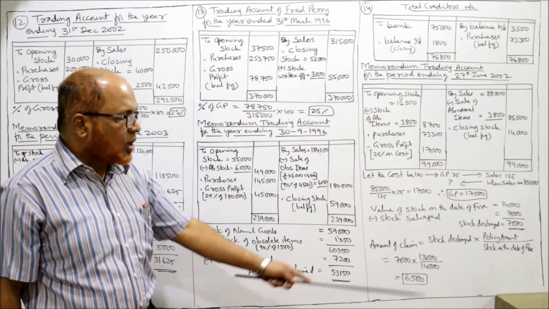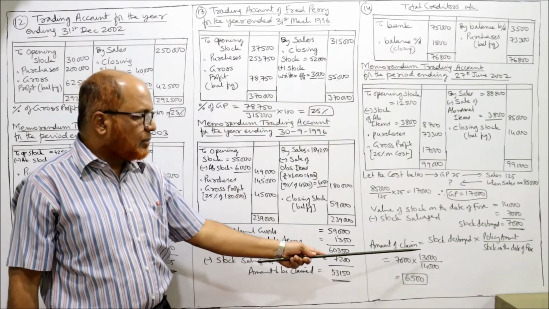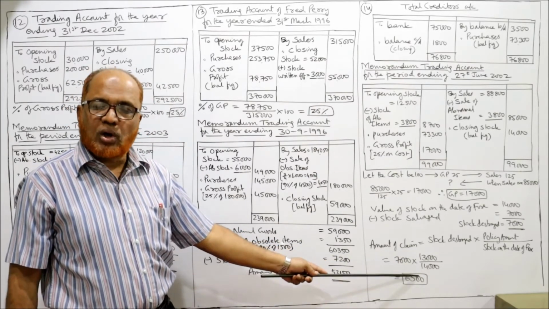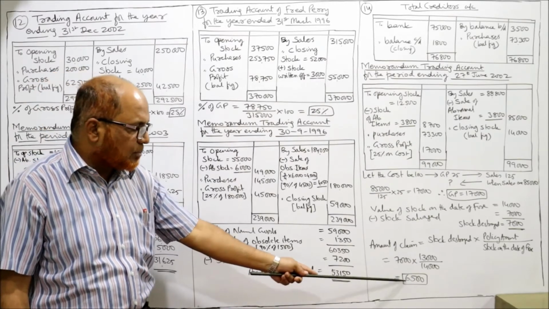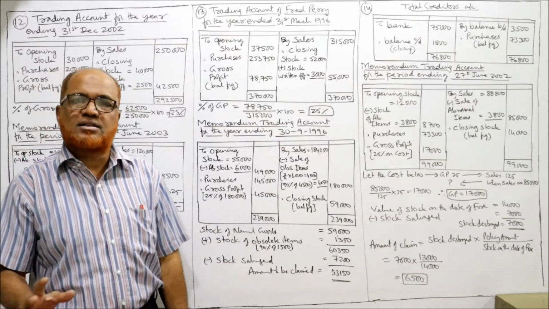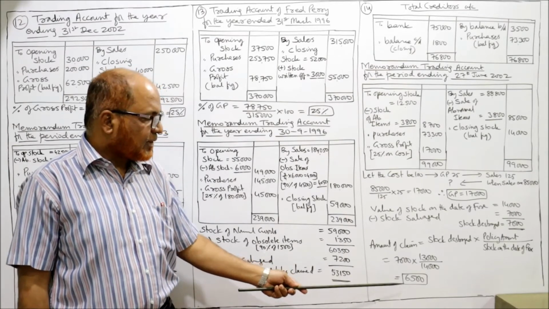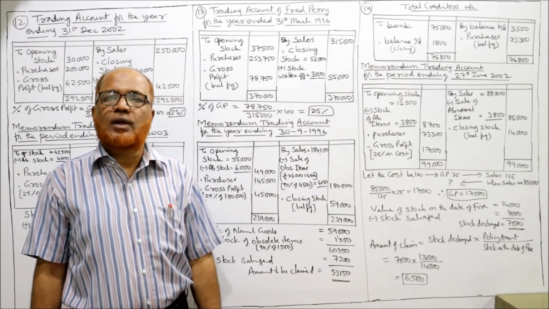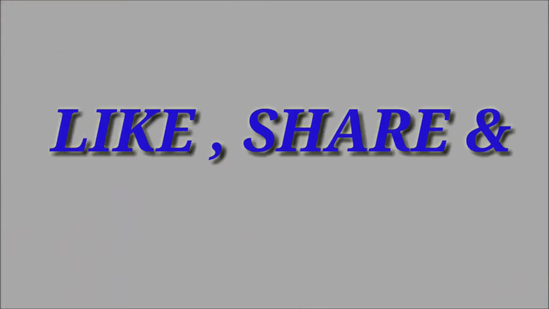तो stock destroy कितना हुआ? 7,000 rupees का stock destroy हुआ. Policy amount 13,000. Stock on the date of fire 14,000. So claim to be made with the insurance company 6,500. This is the claim to be made with the insurance company. That's it. This is the end of problem number 14.